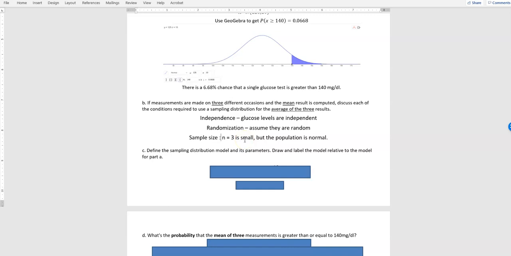But our population is normal, and when we have a normal population, the central limit theorem says that we don't have to worry about that size. So we're okay with having 3. So now we're going to define the sampling distribution model and its parameters.